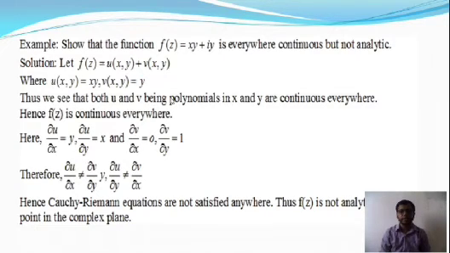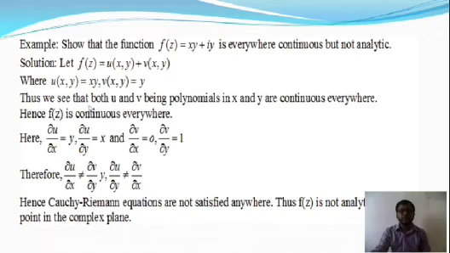So this is actually the sufficient condition. If either the partial derivatives do not exist, or the Cauchy-Riemann equation is not satisfied, then we'll say the function is not analytic. So let's start by considering the function f of z is equal to u of x comma y plus i into v of x comma y. Comparing this with the given function xy plus iy, we get u of x comma y equal to x into y, and v of x comma y equal to y.